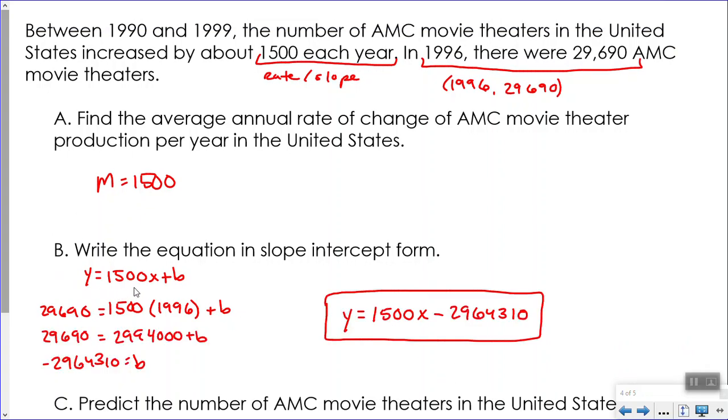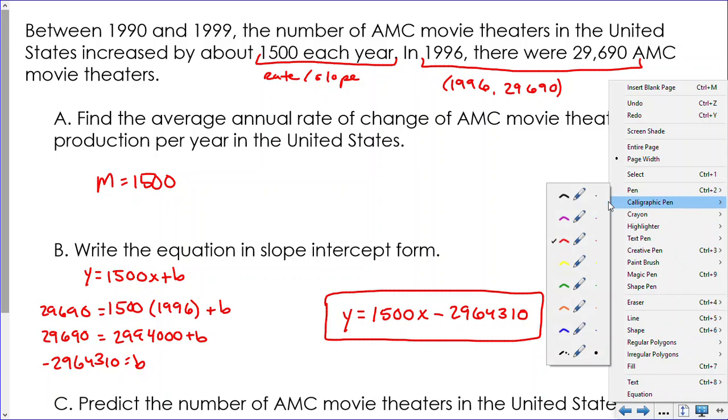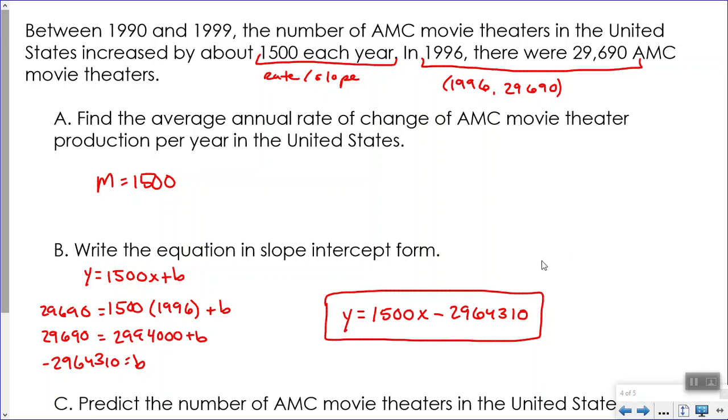Alright, so we have our slope of 1,500, we have our x and y coordinate, we substitute everything in, and we end up with a y-intercept of negative 2,964,310. And remember, our x coordinates are all years here, so we're plugging in pretty big numbers, so our y-intercept is going to be a very large negative to offset those big values that we're plugging in.